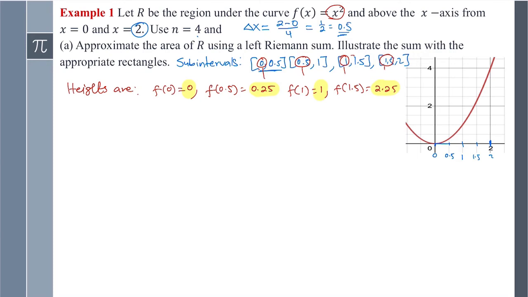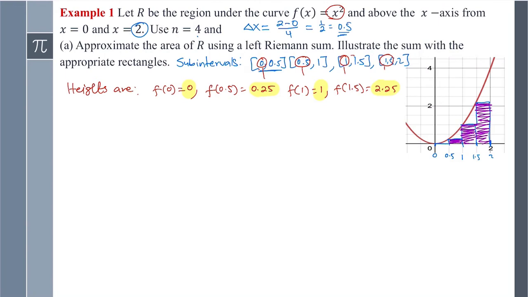The second rectangle, the height is drawn at 0.25, so this is the rectangle. And the third rectangle, at 1, goes to 1, and this is the rectangle. Fourth rectangle right here. So this is the area that we are looking at. The first one is a 0, this is the second one, the third one, and this is the fourth one. So that is the area that we are going to find.